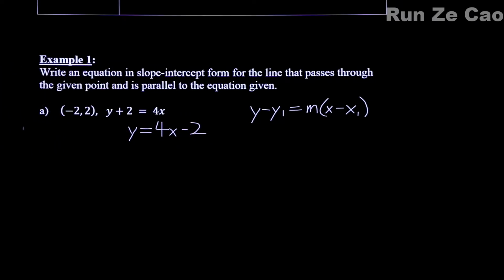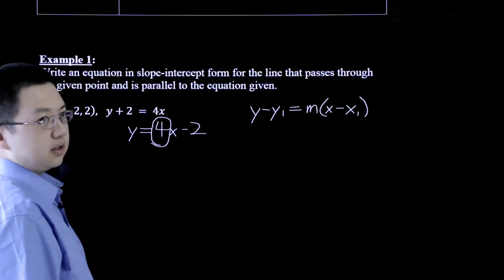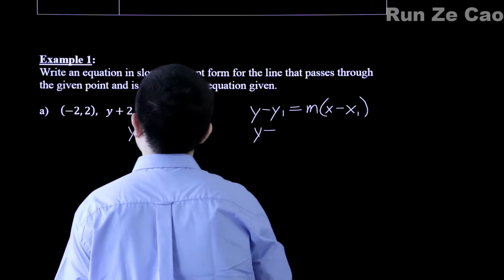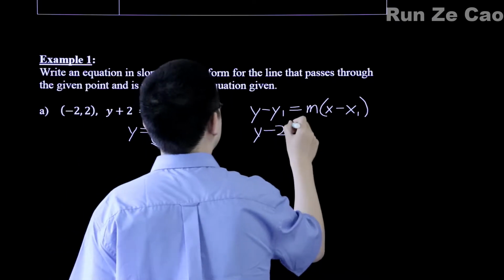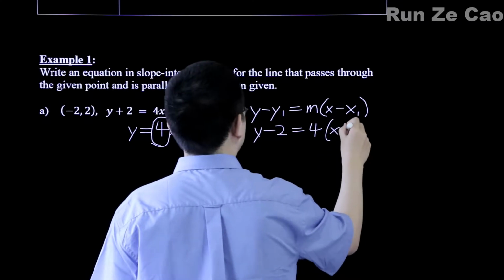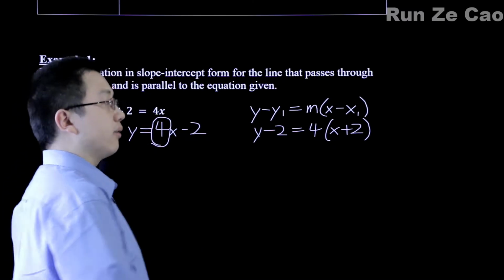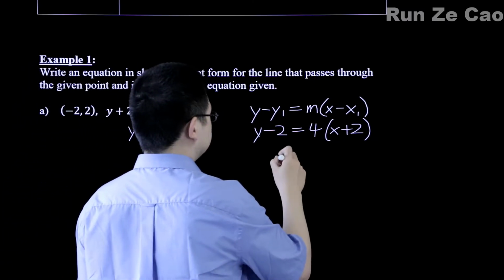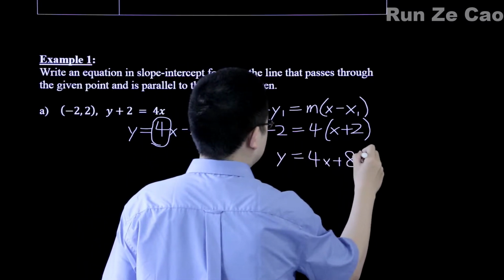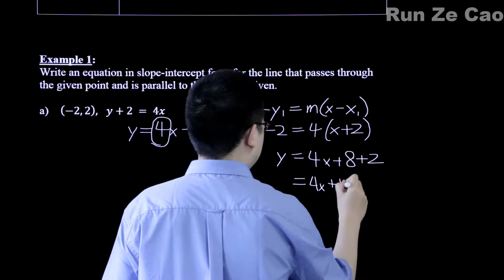Now, when we substitute in, we know that m has to equal 4. The slope has to be the same number. And that means y minus, what's y1? 2, equals m, which is 4, times x plus 2. Because minus negative 2, well, we can just choose to write plus 2 right here. So, y equals 4x plus 8 plus 2 equals 4x plus 10.